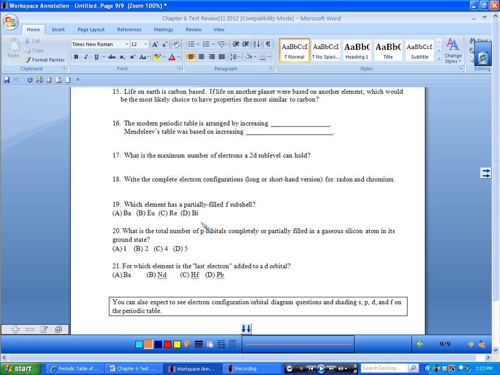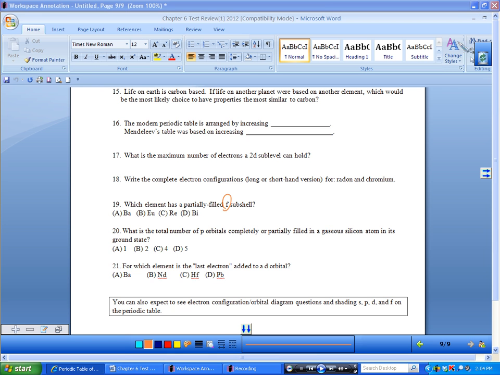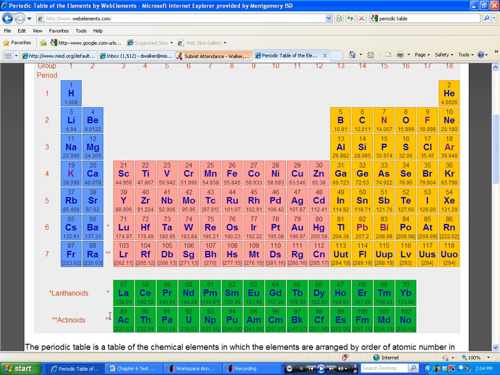This one says, which element has a partially filled F subshell? We'll go find the F's on the periodic table. Is the easiest way to answer this. So here's my F's. Here's my F's. All right, so let's go back. Our choices were barium and europium. So let's do those first. Barium is Ba. Barium is right here. It's not in the F. Europium is Eu. That's in the F, so I think that's going to be my answer.